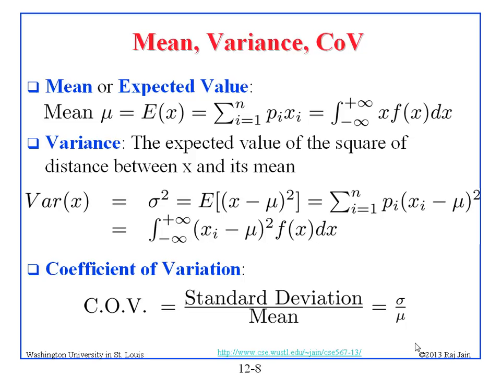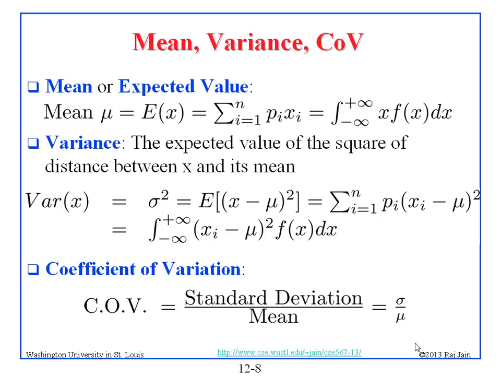Similarly, variance is actually the distance from the mean, and so the variance is the expected value of (x minus mu) whole square. So either you do it in the case of discrete variables by probability, or in case of continuous variable by integration. The standard deviation of variance is... what? Sorry. The square root of variance is standard deviation, and so the coefficient of variation is standard deviation upon mean.